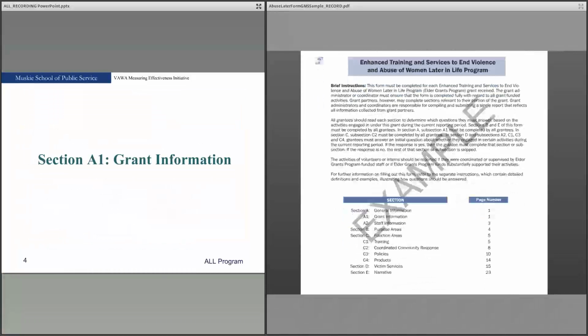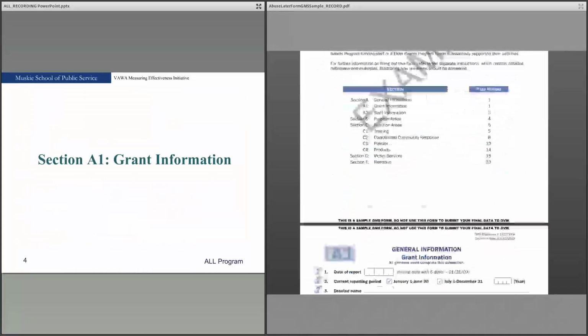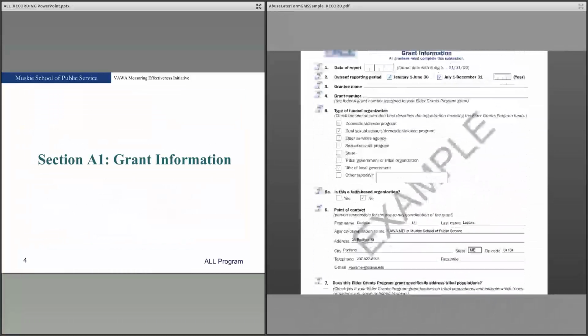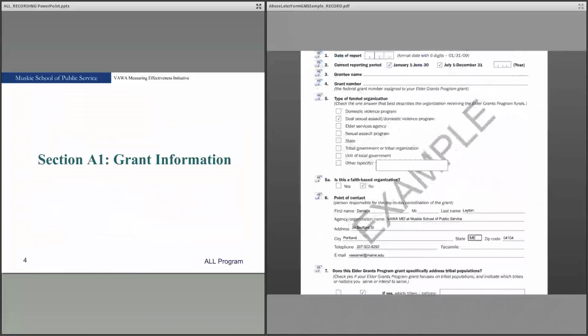Now, for the reporting form. The first section, Section A1, is about general grant information. This section asks for things like the date of report and the point of contact information. Point of contact is particularly important because this is the person that VAWA MEI will be getting in touch with if we have questions about your data or need to follow up.